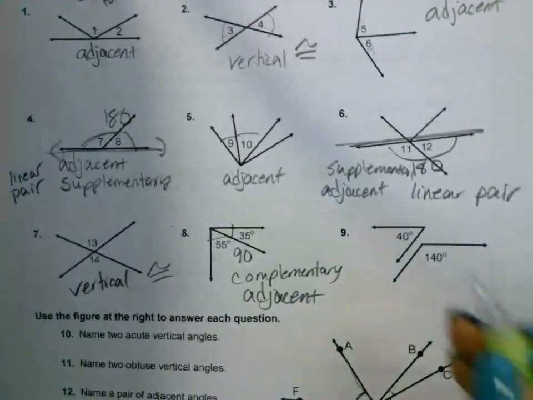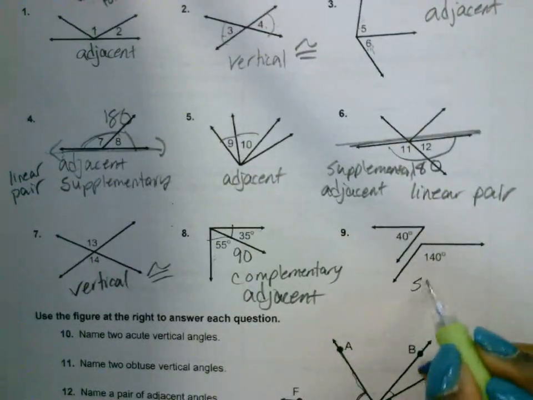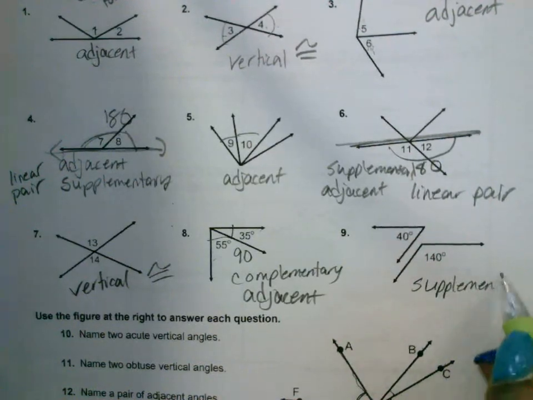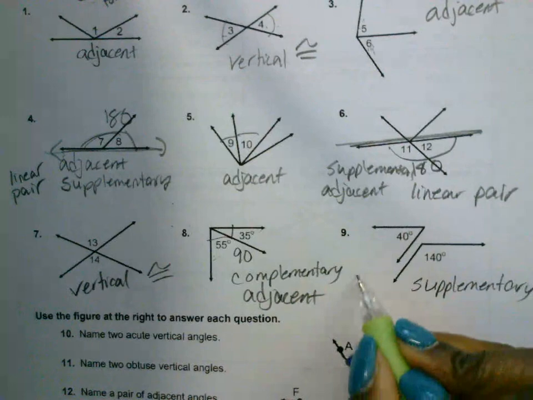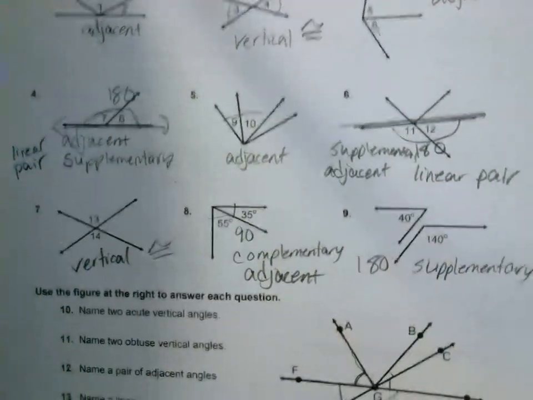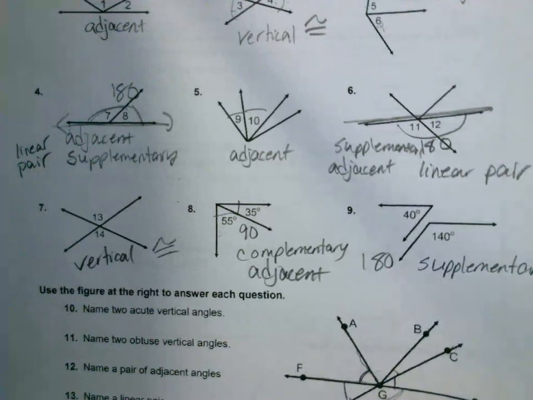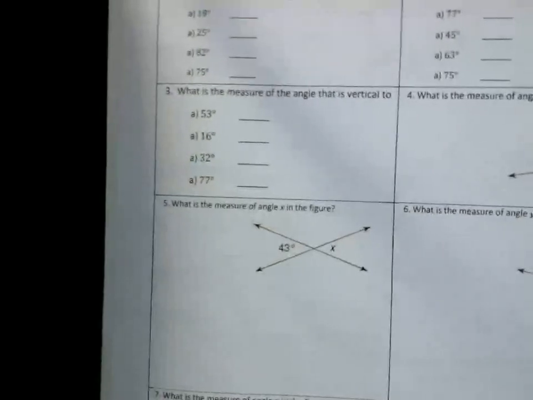Okay. What about number 9? They are supplementary. The two angles add up to 180 degrees. Okay. Any questions? Don't forget, if you didn't do the bottom, make sure that you get the bottom completed. Let's look at the next page, please. Make sure you have your calculator ready, just in case.